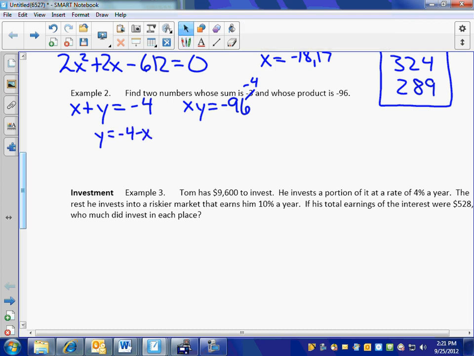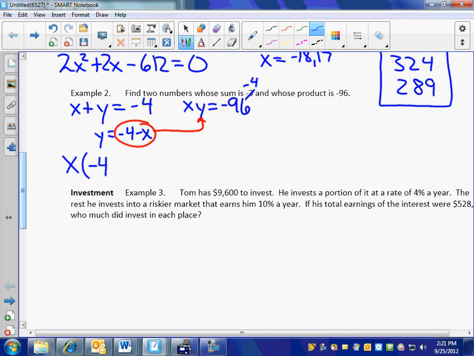What can I do with that negative 4 minus X? Take it and plug it in for Y right here. And if I do that, I will have a new expression. The new expression reads X times negative 4 minus X is equal to negative 96. That's what I'm now trying to solve for. Negative 4x minus x squared equals negative 96.